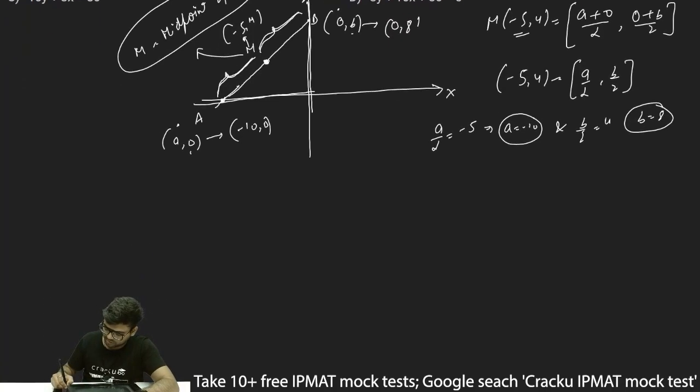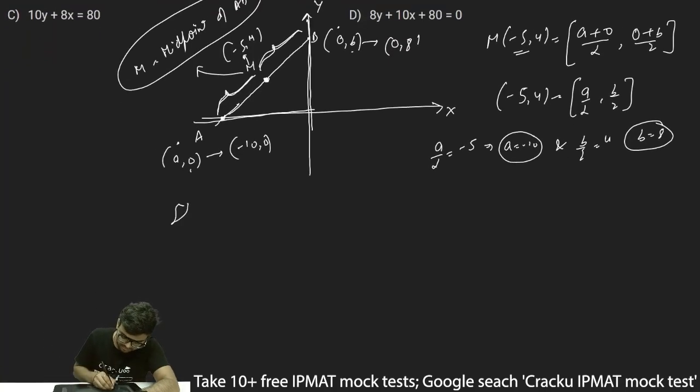Now what we can do is use the slope intercept form of the line.